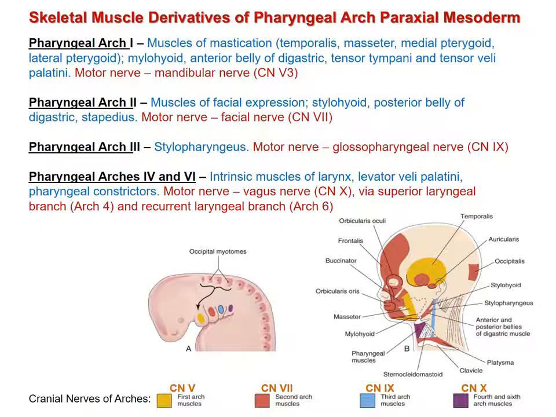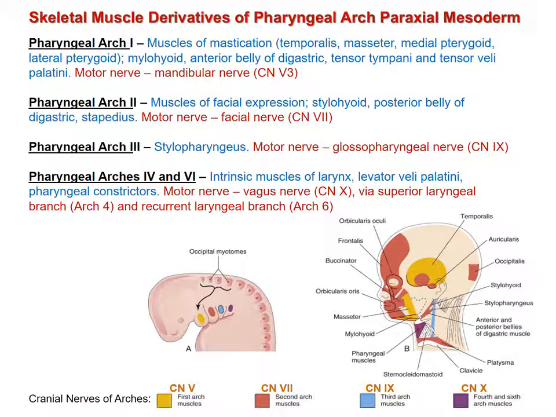Beginning with pharyngeal arch 1, the mesoderm of this arch forms the muscles of mastication, of which there are four pairs: masseter, temporalis, medial pterygoid, and lateral pterygoid. In addition, the mesoderm of this arch gives rise to the mylohyoid, anterior belly of digastric, and the two tensor muscles, tensor veli palatini and tensor tympani.